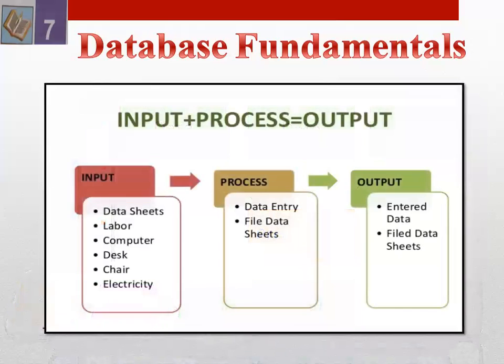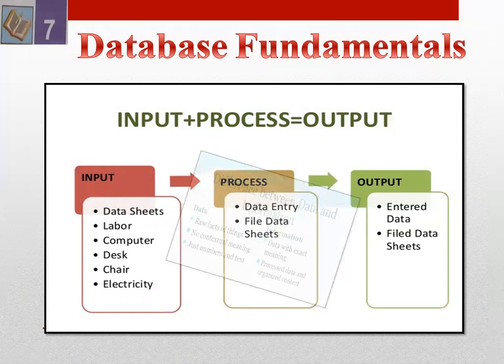Data is raw facts and figures. Okay. So here data is raw facts and figures, like data sheets, labor, computer, desk, chair, electricity. So you can enter your data in the form of input. Data is raw facts and figures, and it is an input. After processing, data entry, and filing of data sheets, it is converted into output. Information is the output and the processed form of our data.